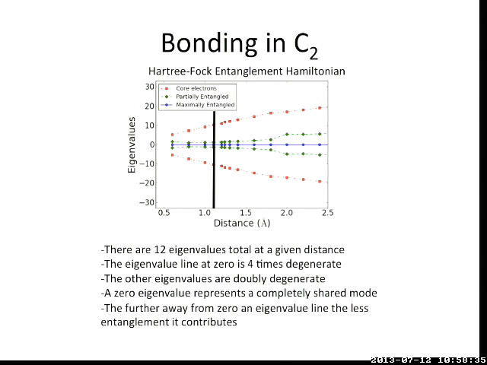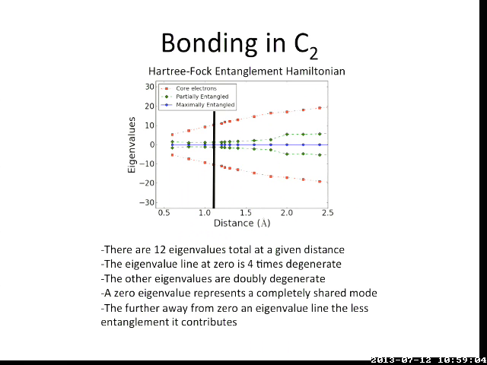So on the plot here, I have the eigenvalues, and it's not really the eigenvalues. I'll tell you what it is in a second, but it's related to the eigenvalues of the reduced density matrix, the spatial one. And this is the distance, so I'm stretching the C2 bond. At equilibrium here, that's what this black line is. What you see is the following.